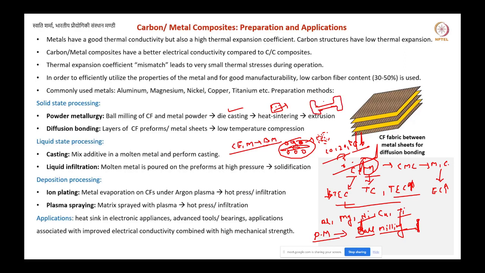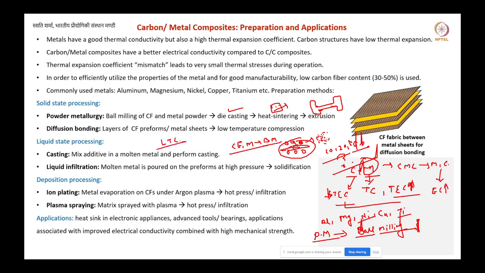Now there is diffusion bonding. In this, there will be a layer of carbon fiber preforms and the metal sheet, and there will be compression, so that it can make a bonding by the diffusion process, with low temperature compression.